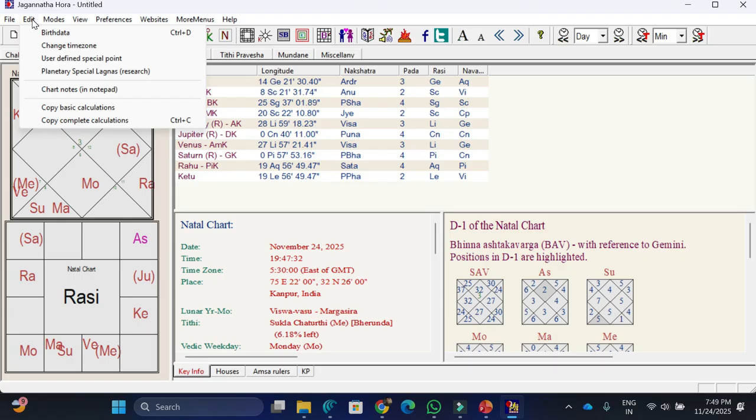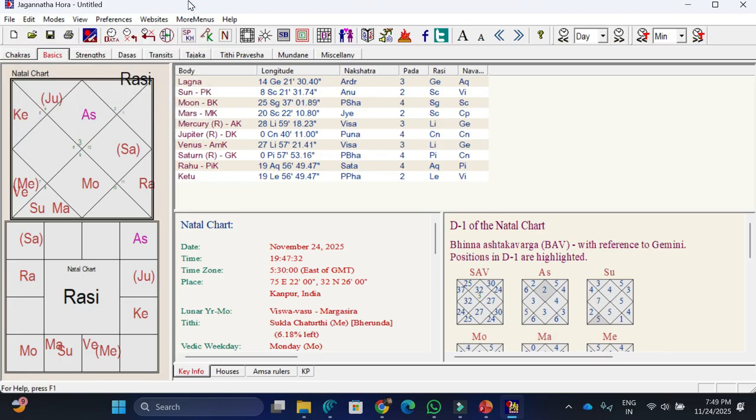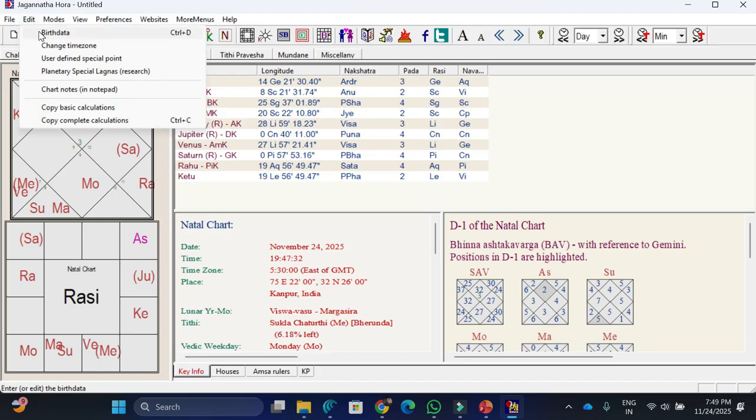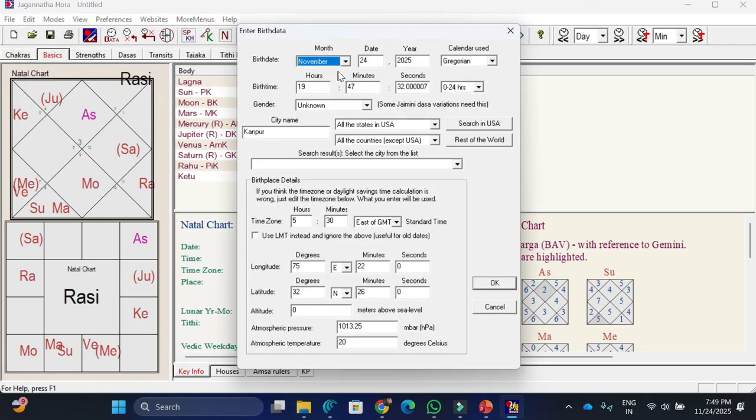Yes. Okay. Now, this is a free software. I discussed this in one of my earlier sessions also. So just download it. It's free, but it can be used only on a laptop or PC, not on mobile. Whenever you open it, go to Edit, go to Birth Data. You enter the birth date, time, and everything, these details.